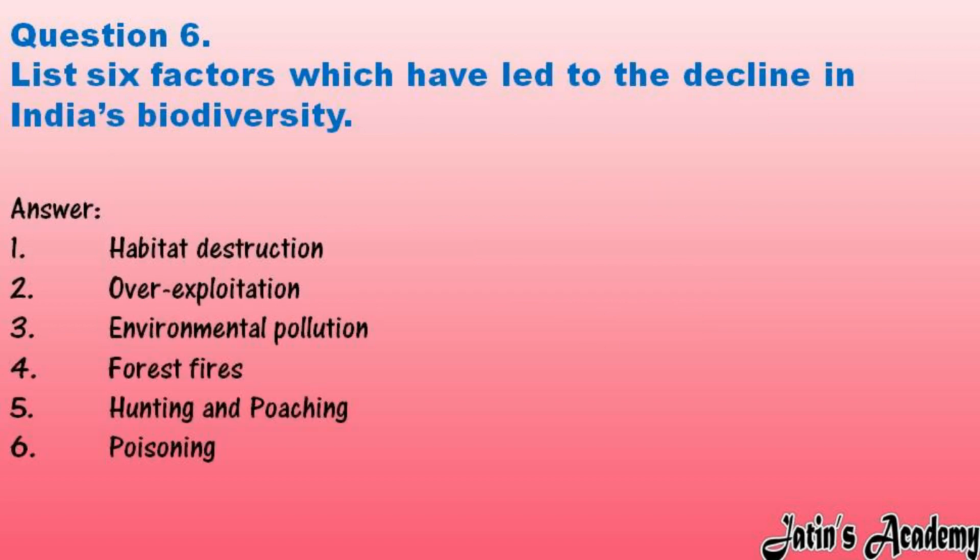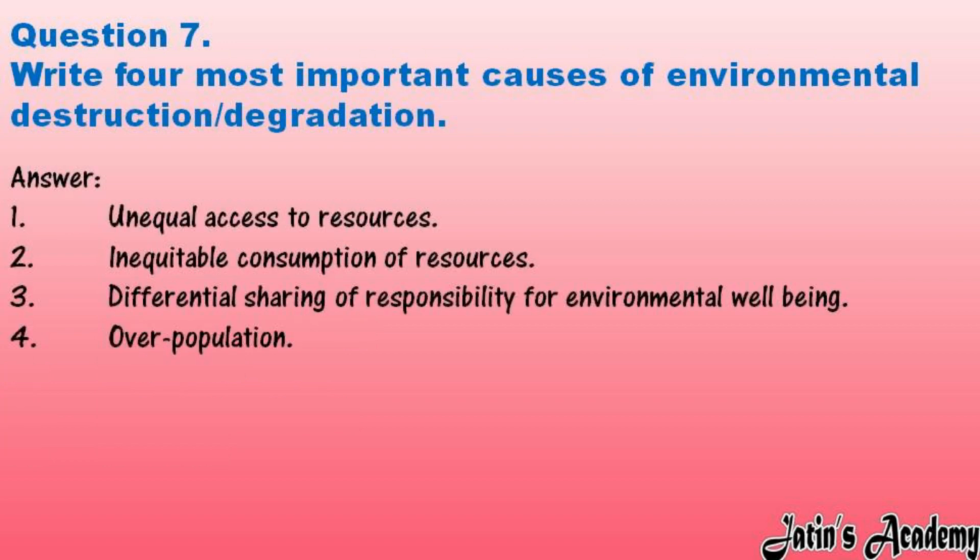Question 6. List 6 factors which have led to the decline in India's biodiversity. Answer. 1. Habitat destruction. 2. Overexploitation. 3. Environmental pollution. 4. Forest fires. 5. Hunting and poaching. 6. Poisoning.